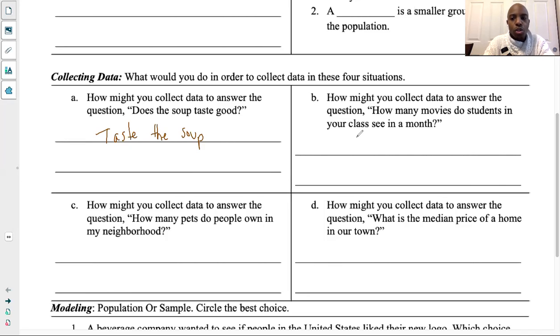How many movies do students in your class see in a month? Okay, take a second, write down what your answer might be. How would you collect data about this? How would you collect data to find out how many movies students in your class see in a month?